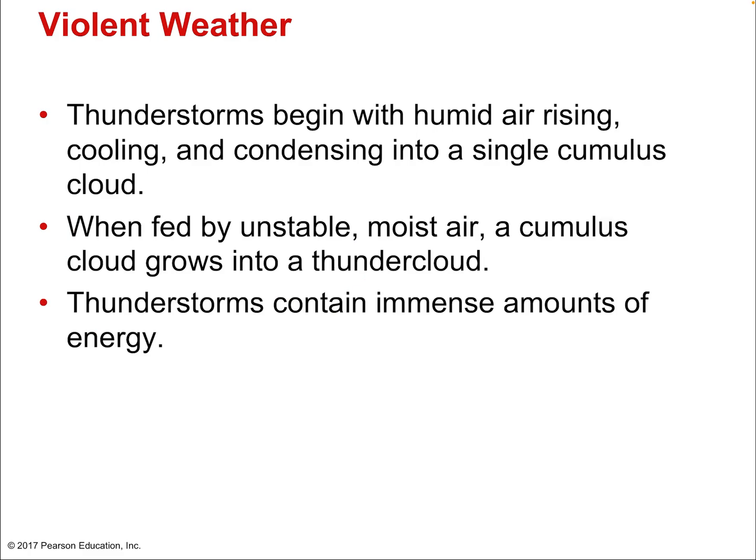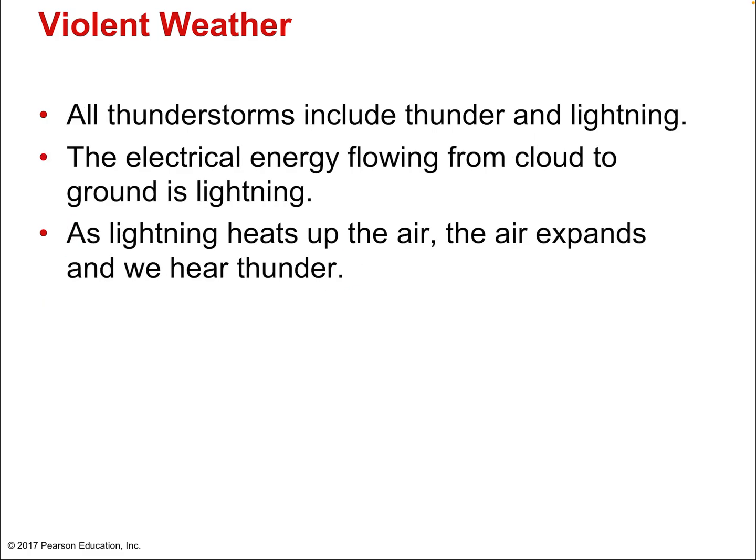Thunderstorms begin with humid air rising, cooling, and condensing into a single cumulus cloud. When fed by unstable moist air, a cumulus cloud grows into a thundercloud. The thunderstorm contains immense amounts of energy. All thunderstorms include thunder and lightning, otherwise they're not a thunderstorm. The electric energy flowing from the cloud to the ground is lightning.